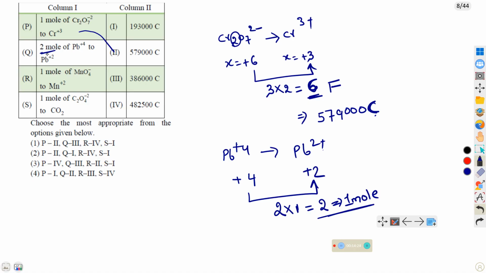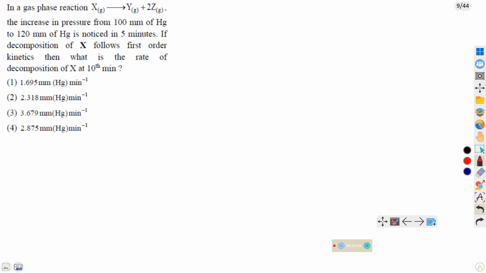But here how many number of moles? 2 moles. For 2 moles N factor value is equals to 4. It requires 4 Faradays of current. So 4 into 96500 is equals to 386,000 coulombs. P2, Q3. First option correct.